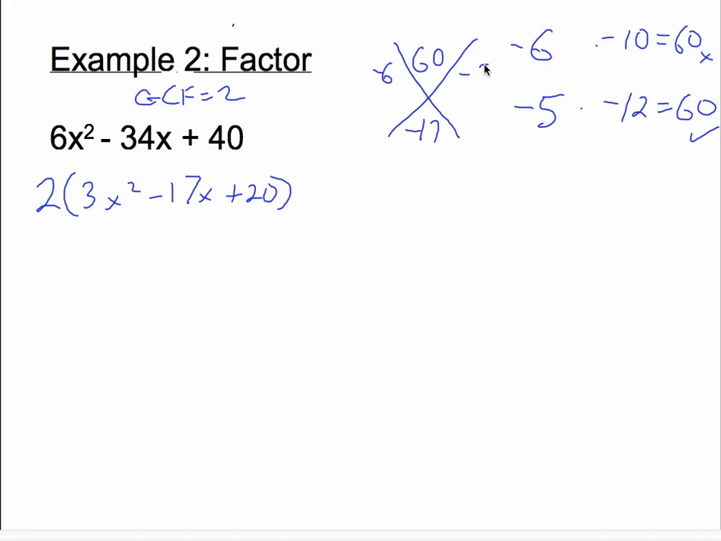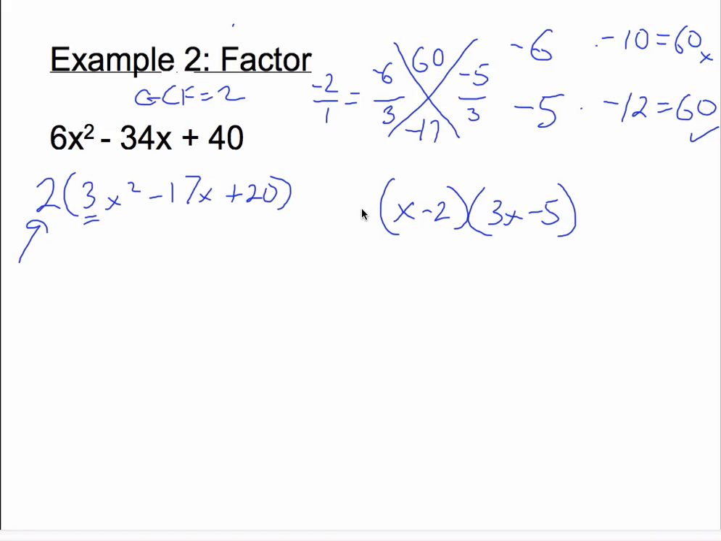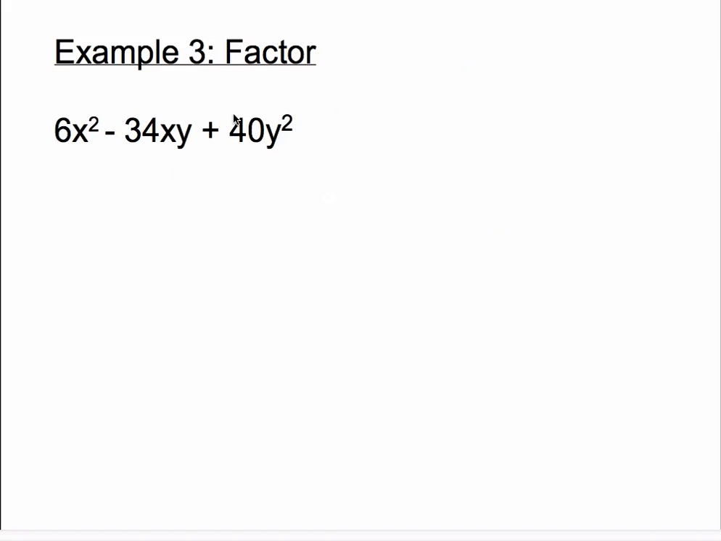So -5 and -12. I will use my a value as a denominator here. And simplify. I can't simplify that one. This one's going to be -2 out of 1. So when you factor it, you're going to have 1x, or just x minus 2, and 3x minus 5. And don't forget about the 2 that you factored out earlier. Okay, so this expression equals 2 times x minus 2 times 3x minus 5. Okay, one more example.